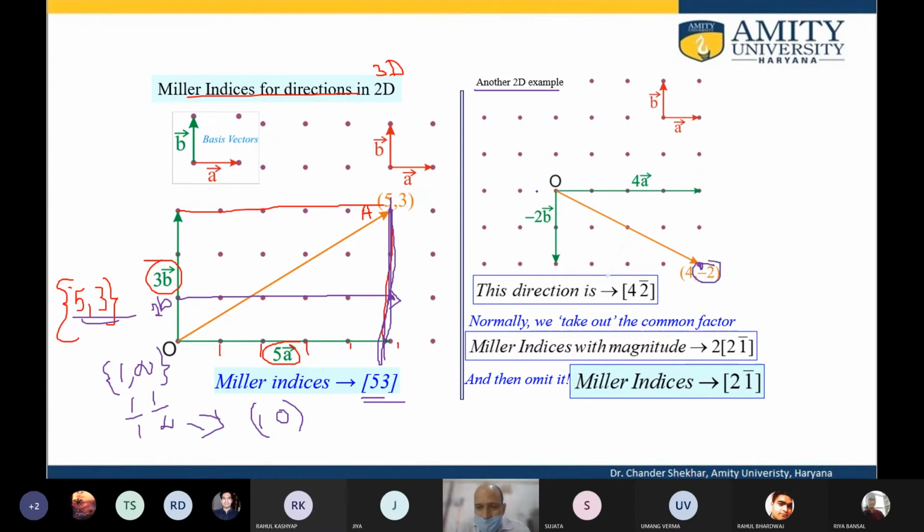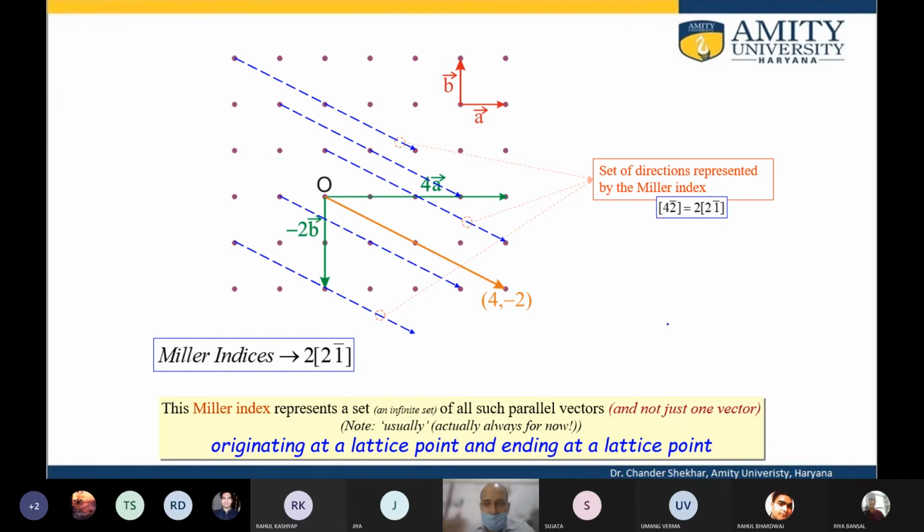This intercept is -2 because the intercept is at the minus y direction. So -2 is represented for the direction by putting a small bar at the top of the number. So it becomes 2 bar. The bar represents that the intercept is along the negative direction of that particular axis, and then suppose in this case there is a common factor. So the common factor is generally taken out, and the Miller indices is 2, 1 bar, minus 1 bar.